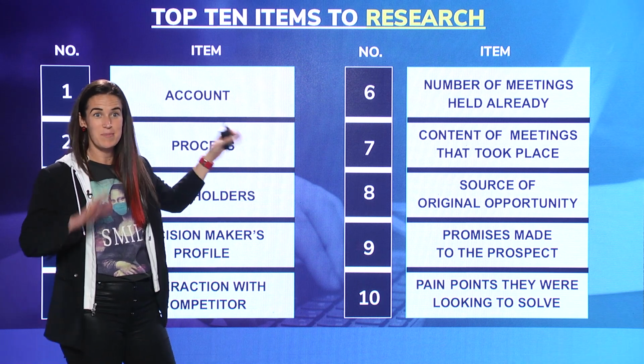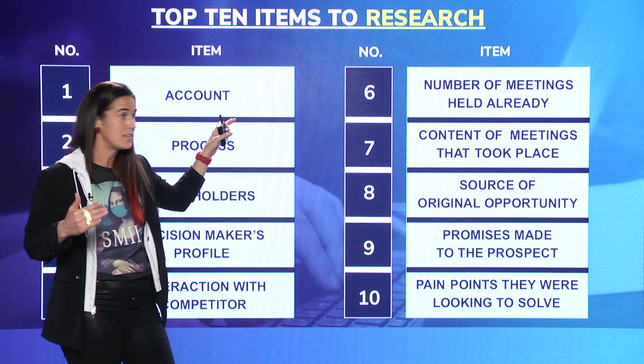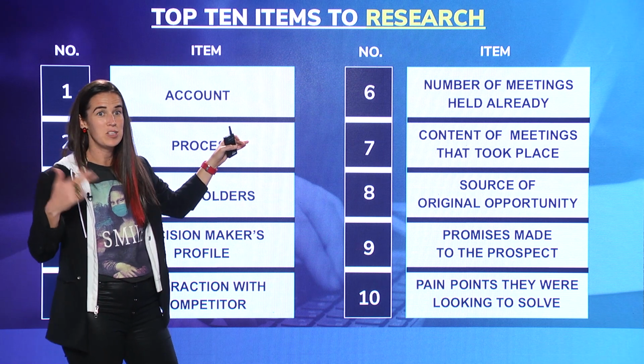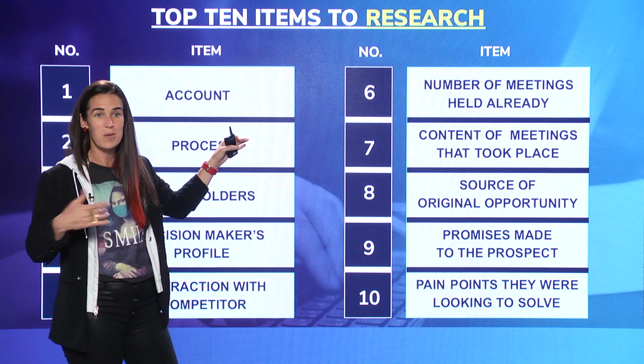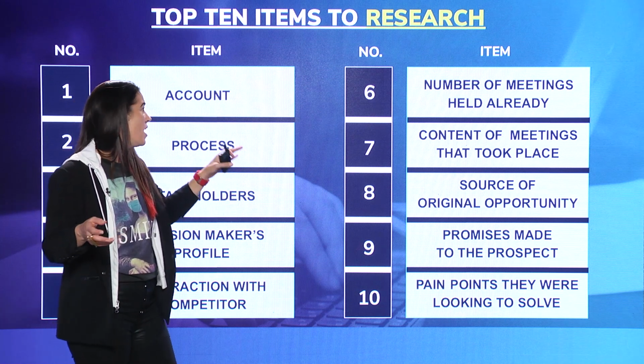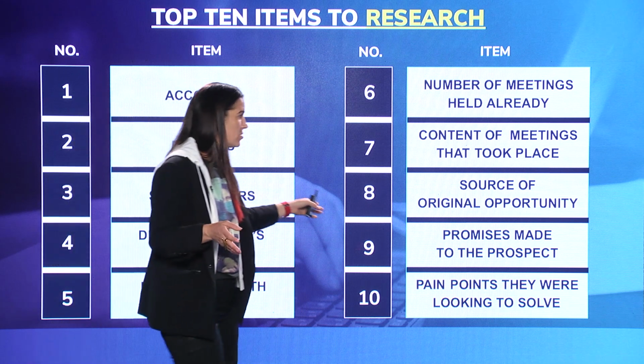So hopefully you have some kind of conversation intelligence software like Chorus that you can understand what has happened up to date. The source of the original opportunity, was it inbound, outbound, all bound? Was it a referral? Was it something from the C-suite? Was it a buyer intent lead, etc.? The promises that we made to the prospects and the pain points they're looking to solve.